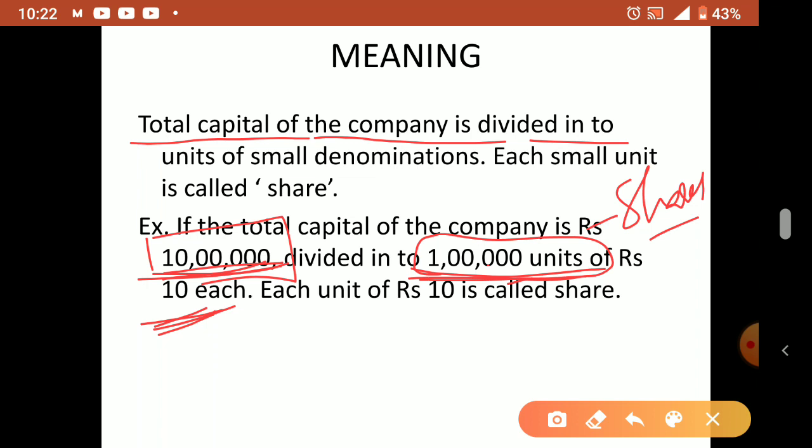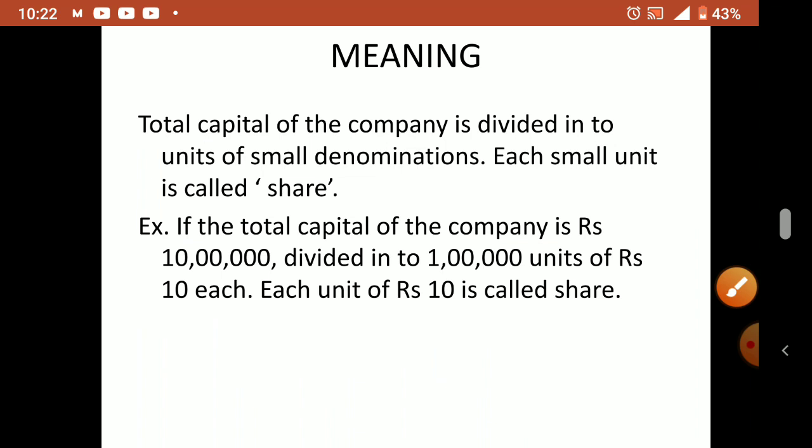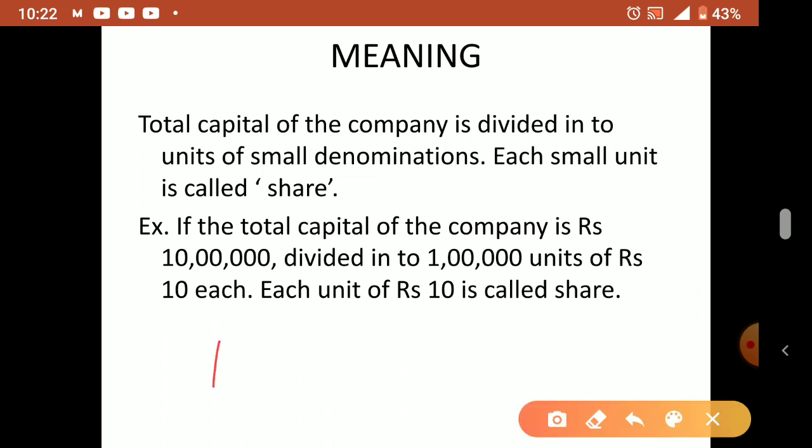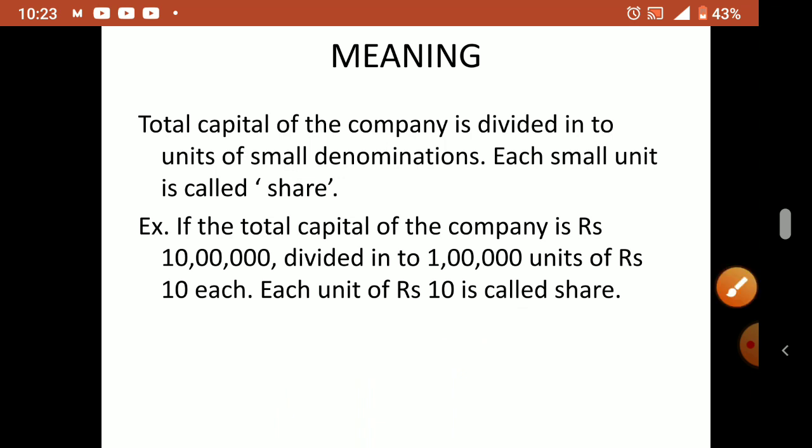So how much do you need? 10 lakh rupees. For that, how many shares do you have to issue? If one share is 10, it is 1 lakh. Okay. If one share price is 100, then how many shares do you have to issue to get 10 lakh? 10,000. Correct. So when the face value increases, the number of shares will decrease. You need 10 lakh. Understood? So in this example, actually, 1 lakh shares of 10 each.